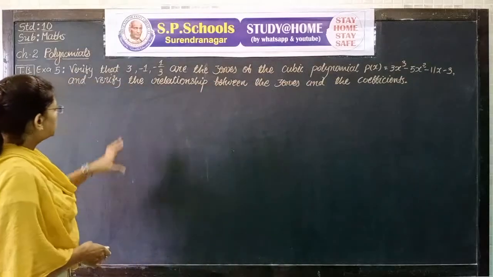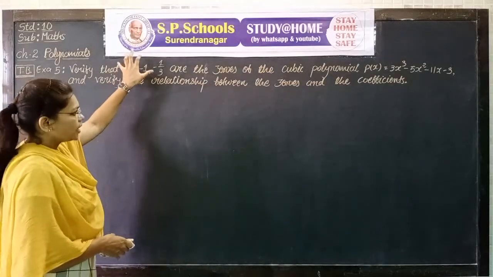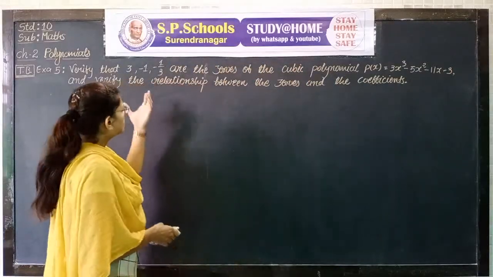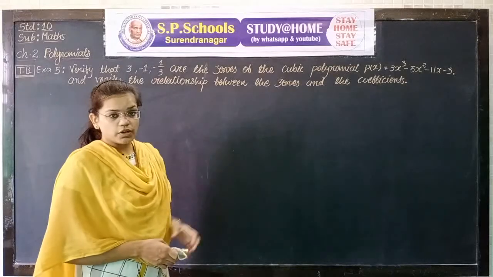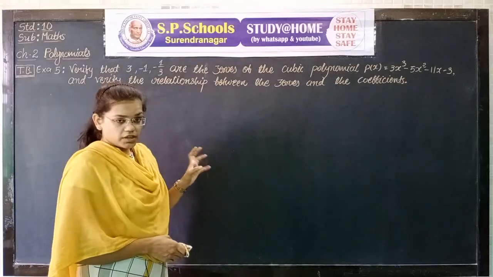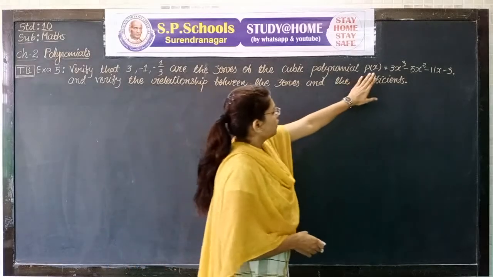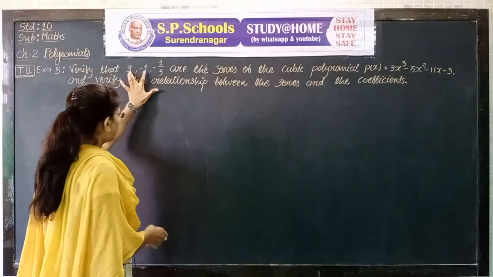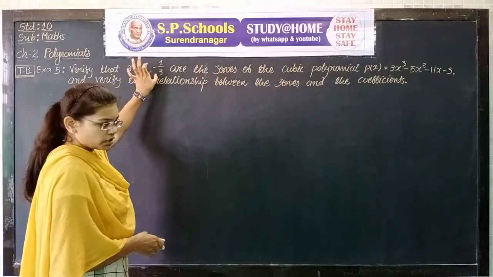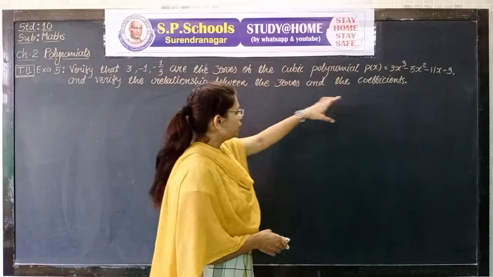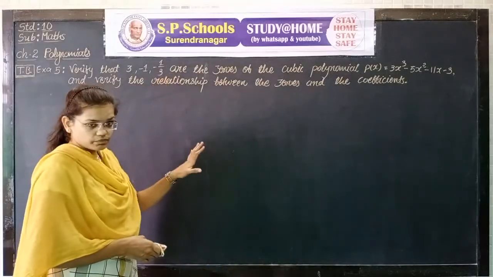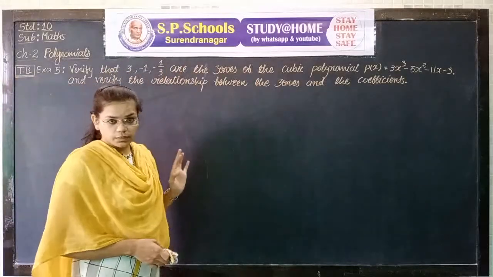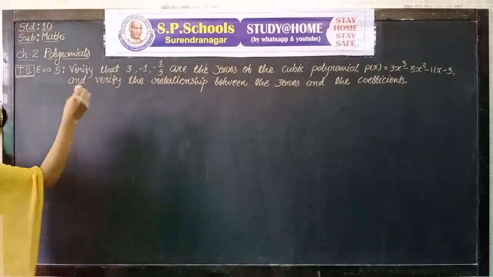First task is to verify whether the three numbers are zeros of the given polynomial or not. We know how to verify whether a given number is a zero of the polynomial. We have to find the value of this polynomial at 3, at -1 and at -1 upon 3. If the value of this polynomial at the three different numbers is 0, then we can say that these three numbers are zeros of the given cubic polynomial. First of all, we write the given polynomial.